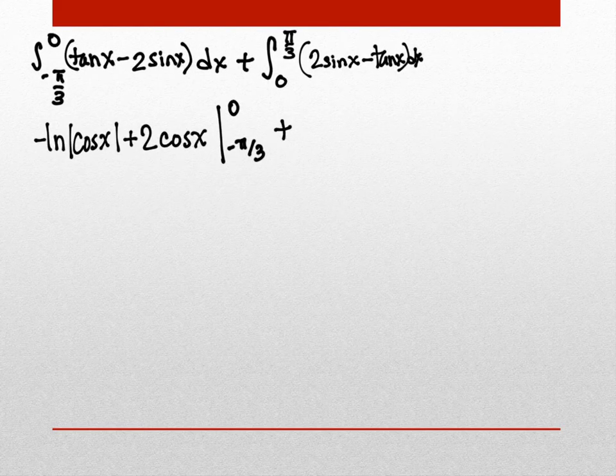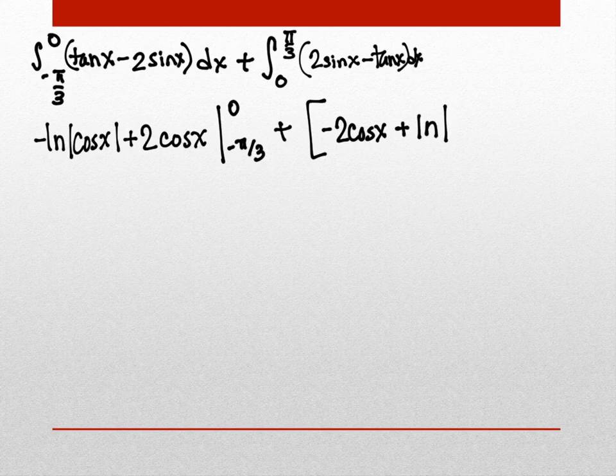All right, the other one over here. Now I've got the integral of 2 sine. That's going to be negative 2 cosine of x. And then the negative tangent is going to end up being a positive natural log of the absolute value of cosine of x. Bracket on the end, and then limits of integration here are pi over 3 down to 0.